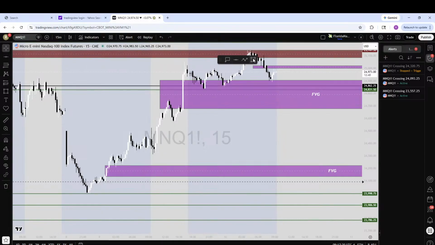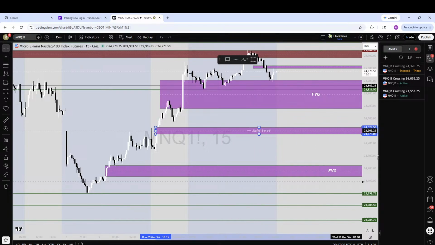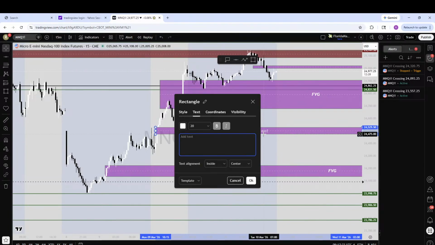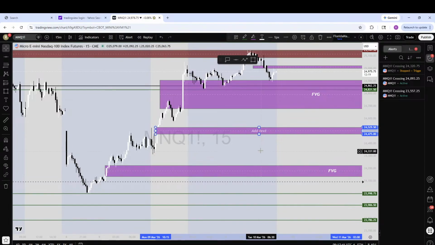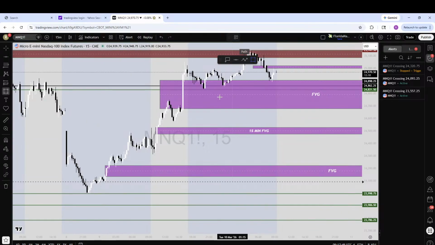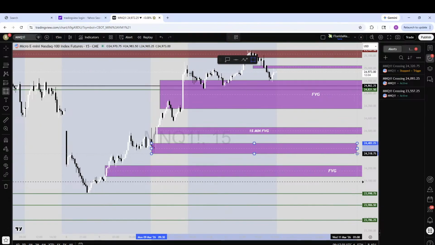Here's a gap. It's a 15 minutes gap. 15 minutes fair value gap there. This is an area of demand right here. That's an area of demand.